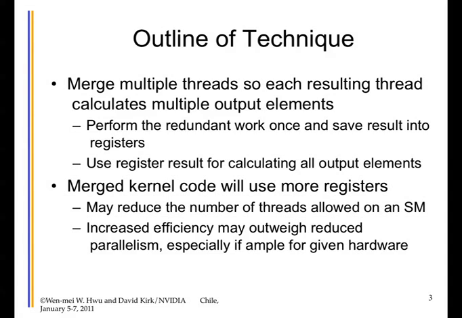So the way you would do it is to do the redundant work once and store that into an automatic variable. And in CUDA or OpenCL, the automatic variable will be automatically mapped into registers so that you will be able to reuse the result of the redundant work for the rest of the function body. So that's why the merged kernel code will end up using more registers.